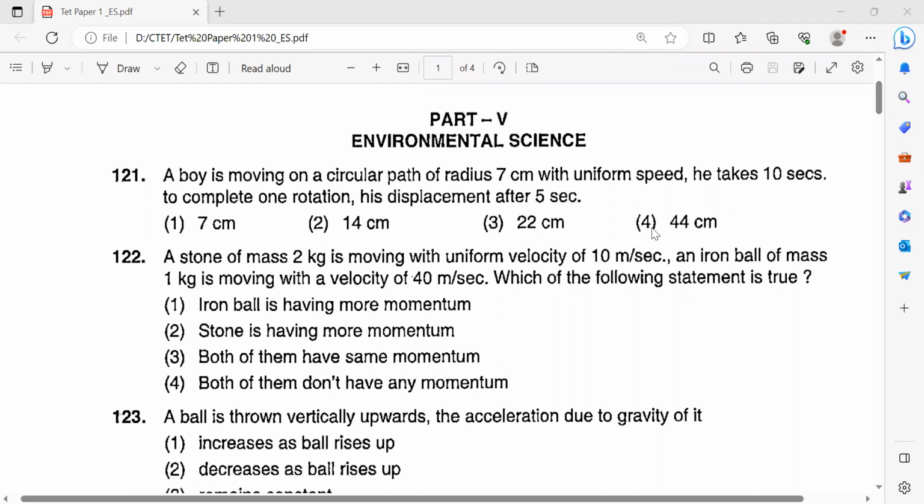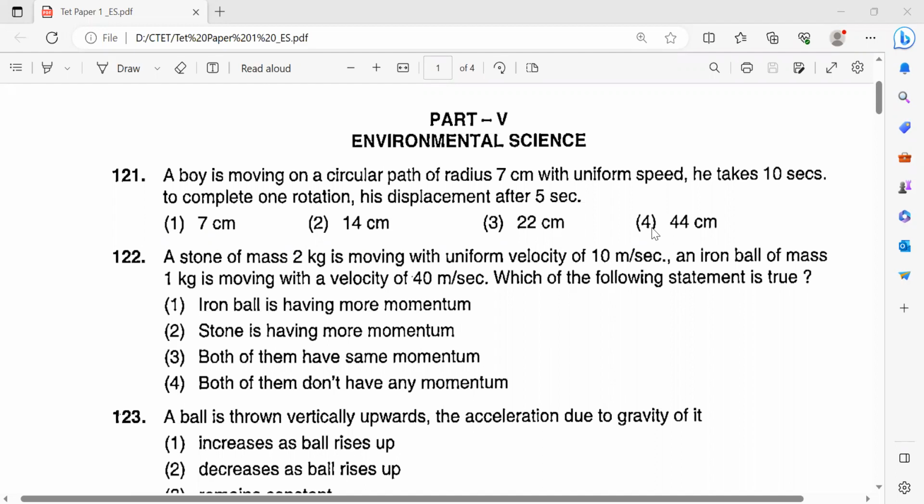Okay, so the 21st question goes like this. A boy is moving on a circular path of radius 7 centimeter with uniform speed. He takes 10 seconds to complete one rotation. They ask for his displacement after 5 seconds.